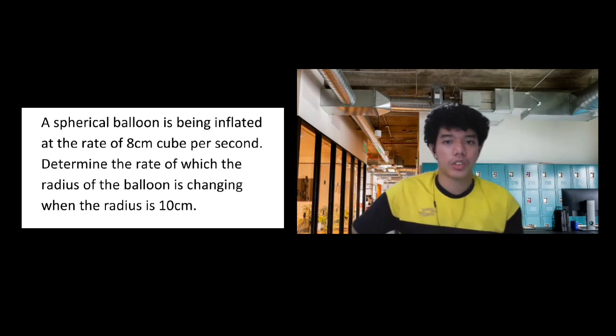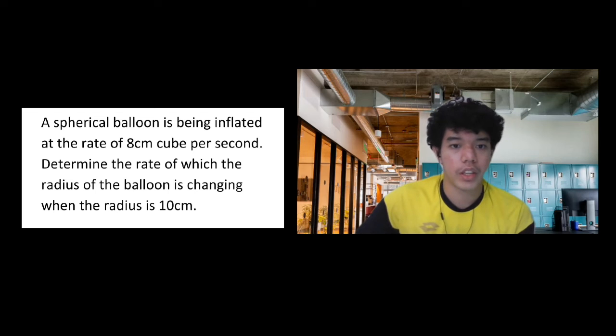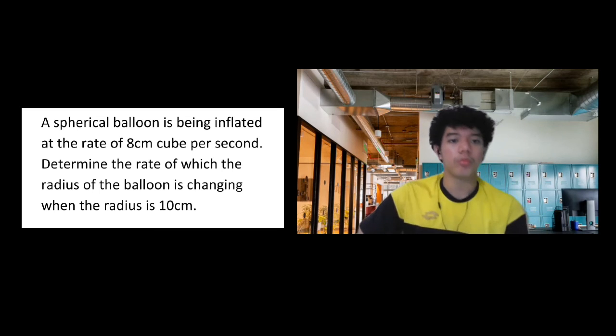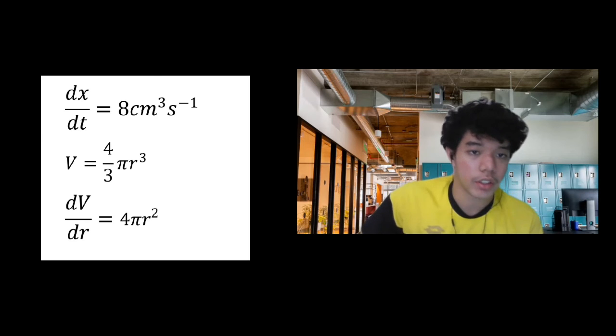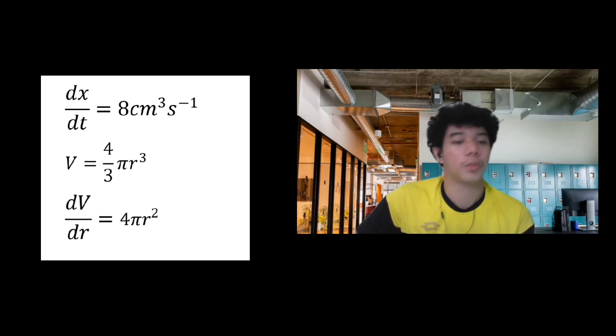So for question number 2, a spherical balloon is being inflated at the rate of 8 cm³ per second. Determine the rate at which the radius of the balloon is changing when the radius is 10 cm. It is given that the rate of the balloon being inflated is 8 cm³ per second, which means dV/dt is equal to 8 cm³ per second. The formula for the volume of the balloon is 4/3 πr³.